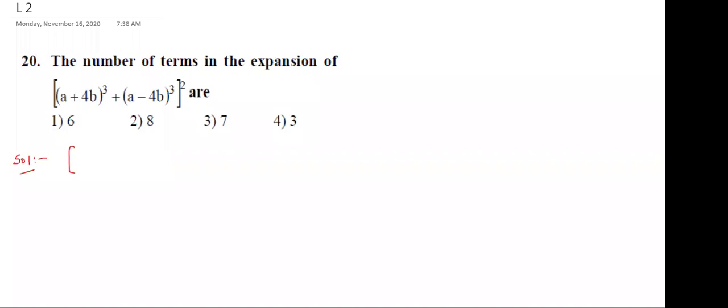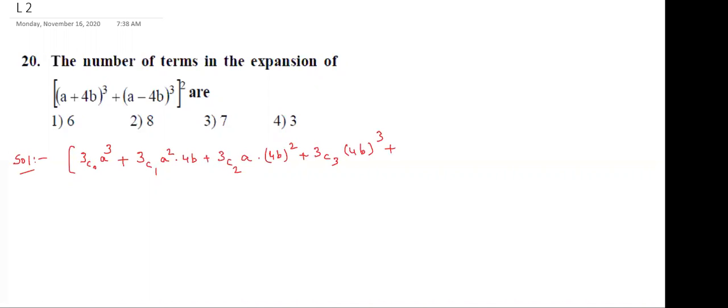Or follow the binomial expansion. 3C0 a cube plus 3C1 a square into 4b plus 3C2 a into (4b) whole square plus 3C3 (4b) whole cube. This is the first expansion.